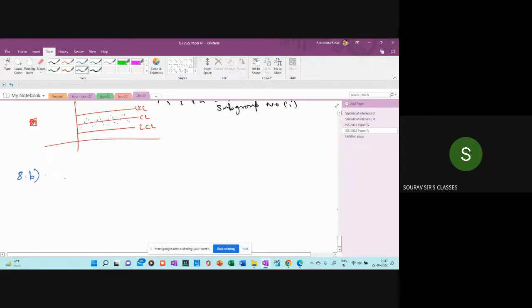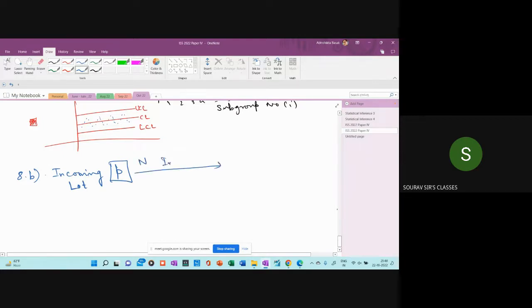This is similar to what I said about sample surveys, not sampling theory. So 100% inspections are not always possible, and sampling inspection is used instead. This is an incoming lot, with proportion P, and the incoming lot size is N.